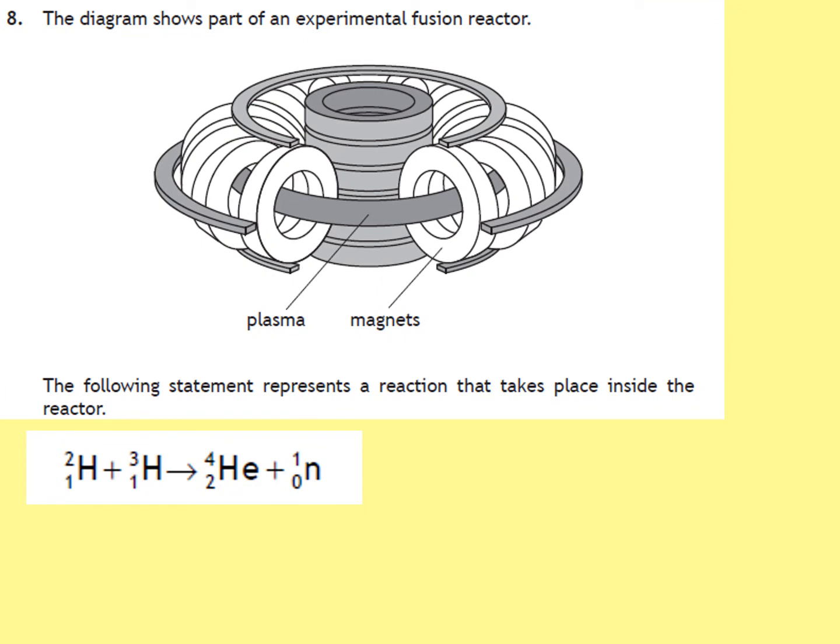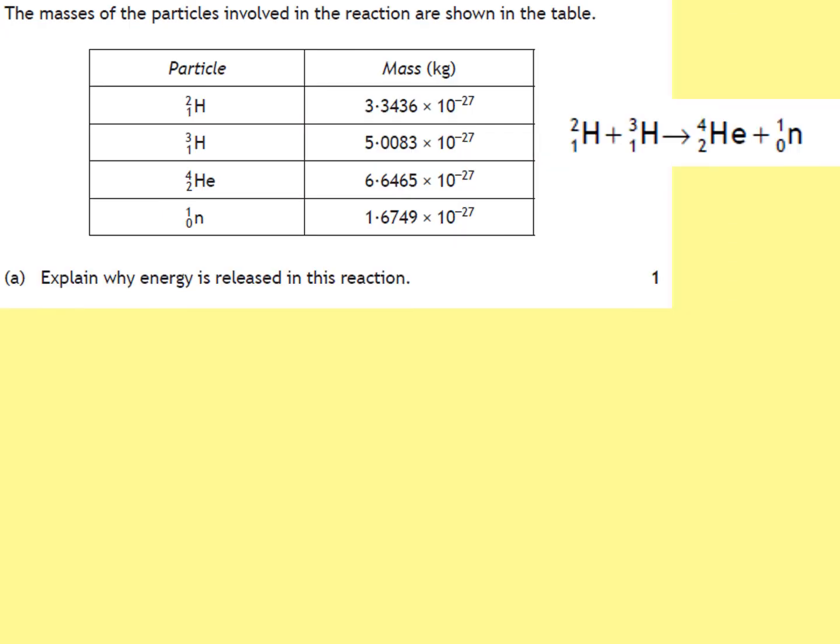In this question, the diagram shows part of an experimental fusion reactor. The following statement represents a reaction that takes place inside of the reactor. So we see two isotopes of hydrogen combining to form helium and a neutron. The masses of the particles involved are given in the table, and just a reminder of the reaction there. First of all, we're asked to explain why energy is released in this reaction.